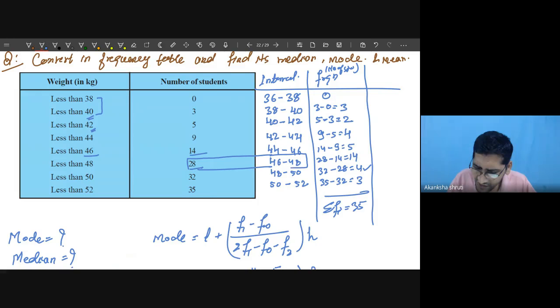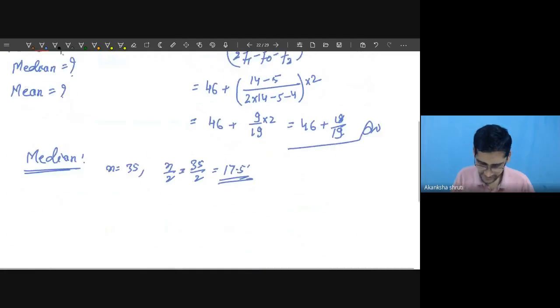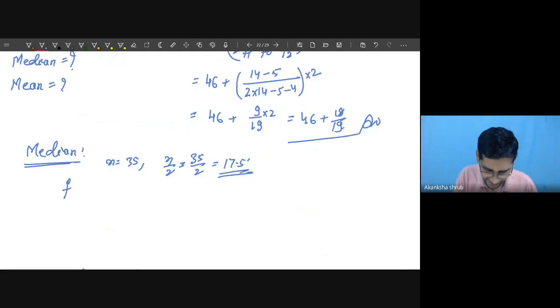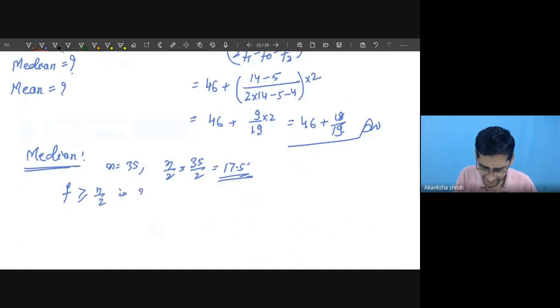So in this case also, this 46 to 48 is our median class. So write f, just greater than or equal to n by 2, which one? 28. This implies f is 28. It is one thing.